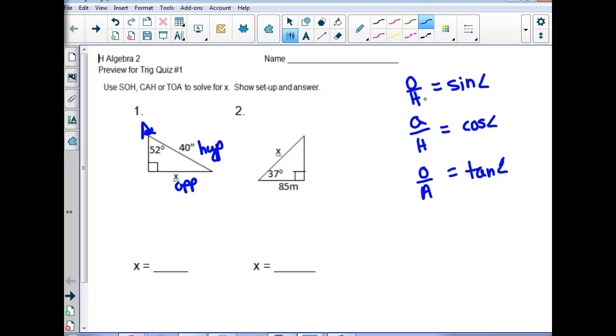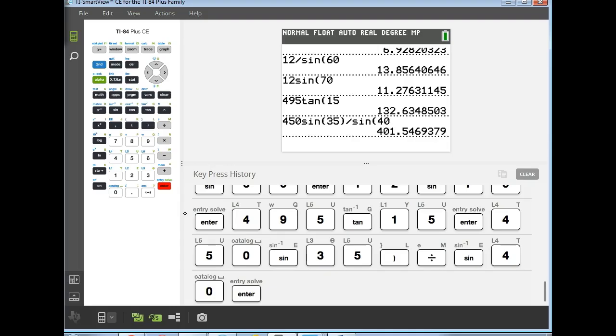So opposite and hypotenuse tells me to use the sine. So sine of 52 is equal to opposite leg x over hypotenuse 40. You treat it like a proportion, so 1 times x would equal 40 times the sine of 52. So we type it up, but first on our calculator, we should double check and make sure that we are in the degree mode.